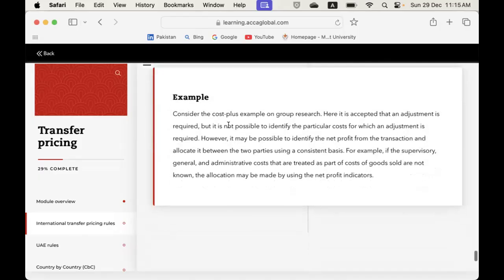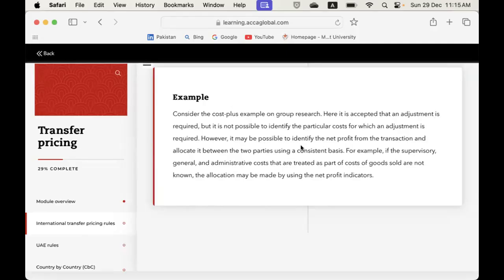There is an example. Consider the cost plus example on group research. Here, it is accepted that an adjustment is required, but it is not possible to identify the particular cost for which an adjustment is required. So the company that was performing research, company A, we are not able to identify which cost to consider in that.